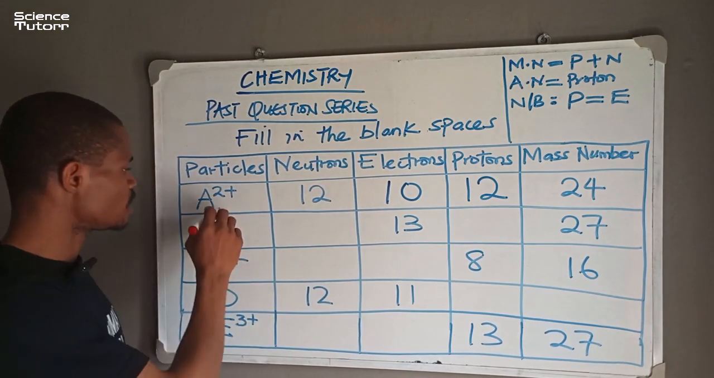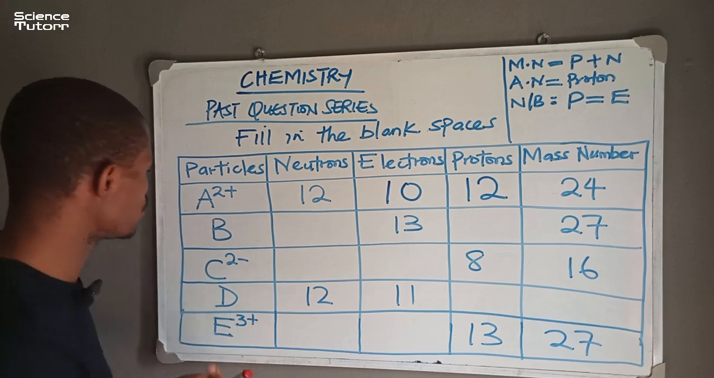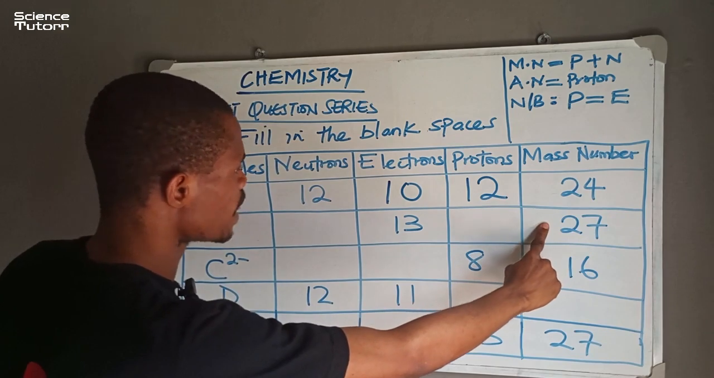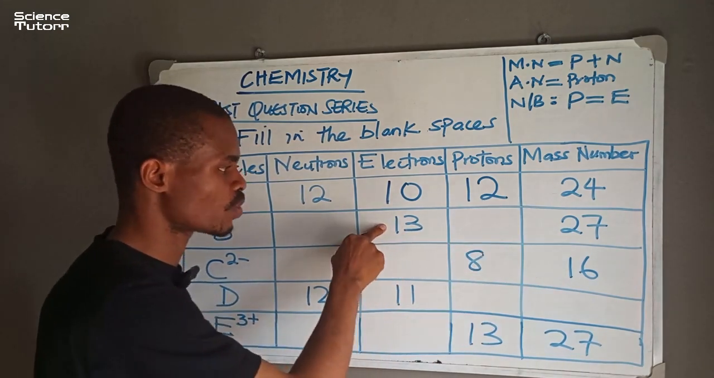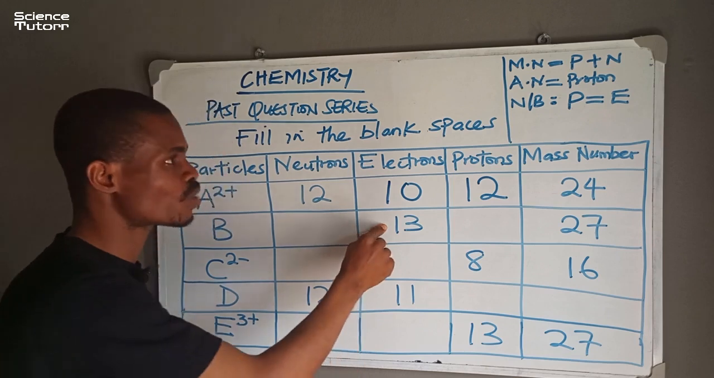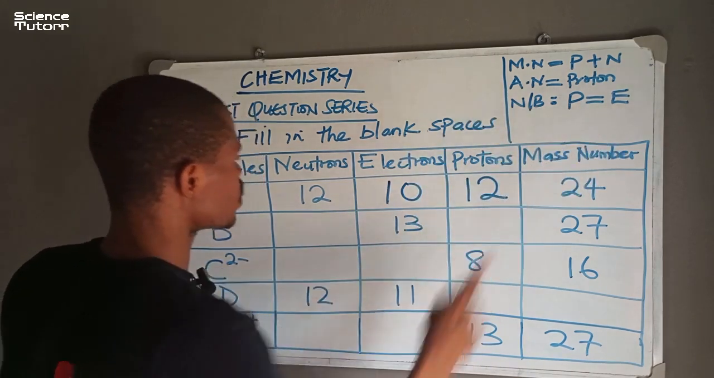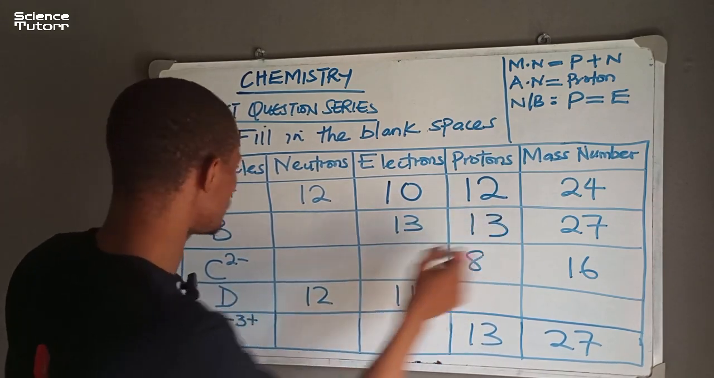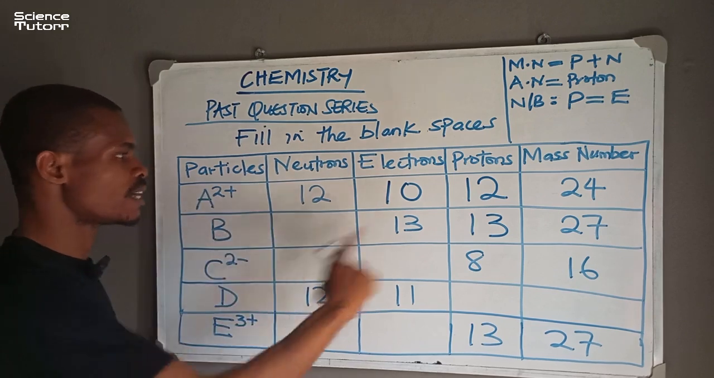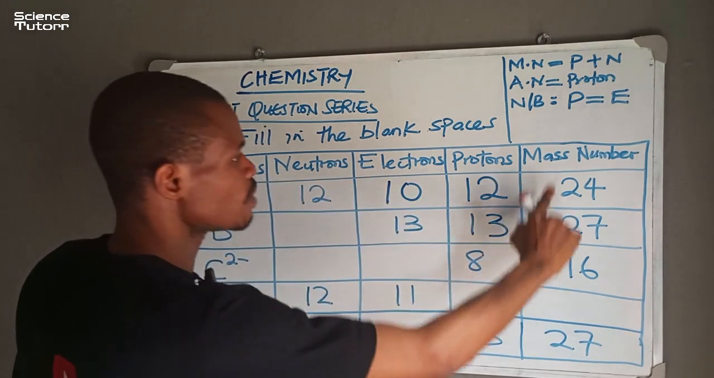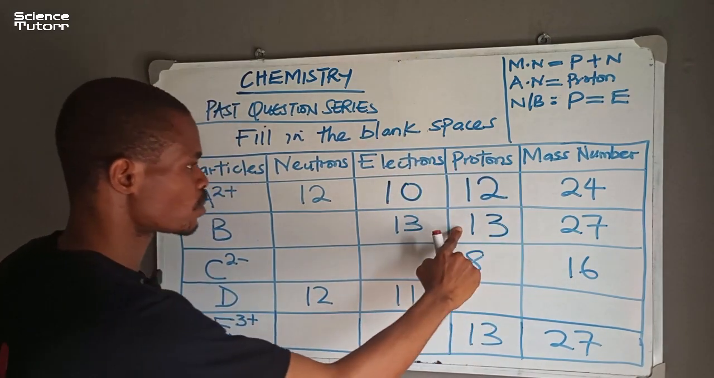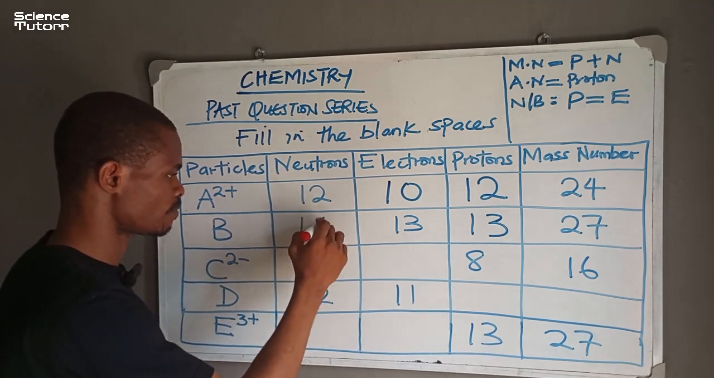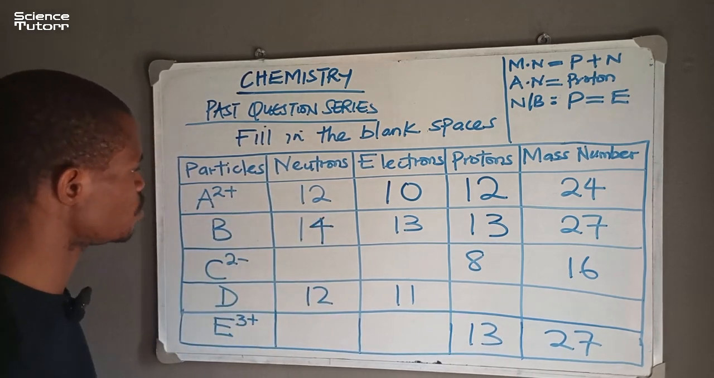In the second case, this is a neutral atom, just atom B. The particle is B. We have the mass number, and we have the number of electrons to be 13. In a neutral atom, protons and electrons are the same. So it means the protons will also be 13 because it's a neutral atom. And then to find the neutrons, we do the mass number minus the proton number. So 27 minus 13 gives us 14. So this is the number of neutrons.